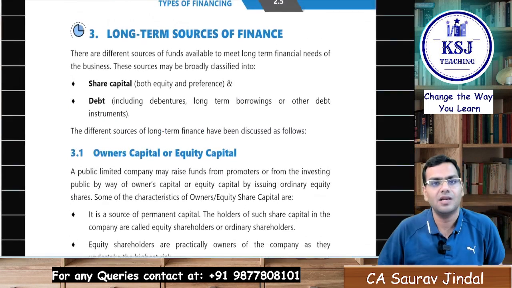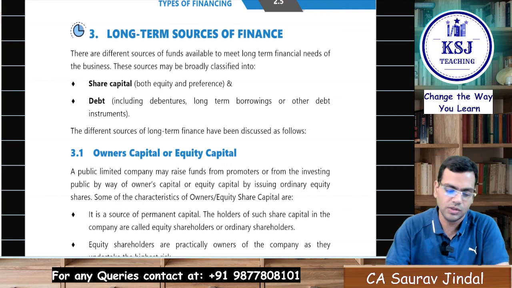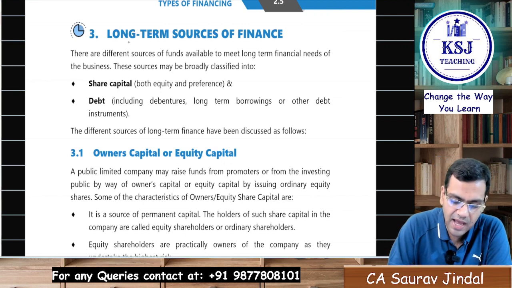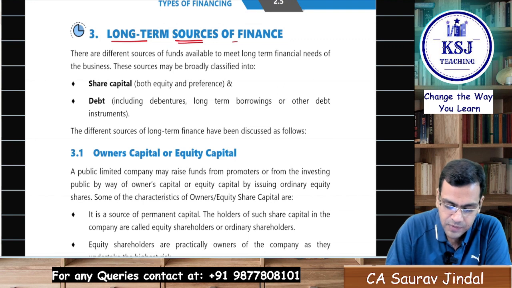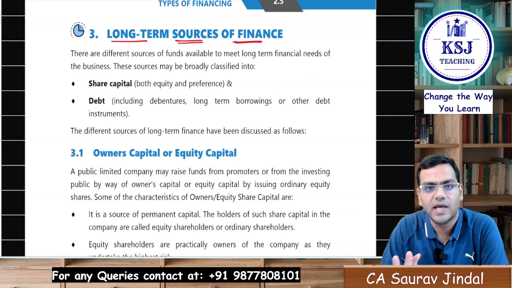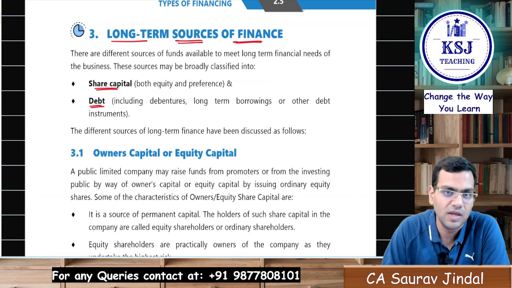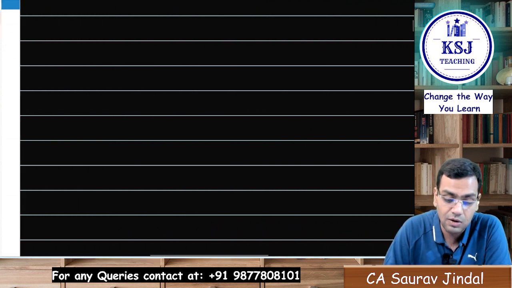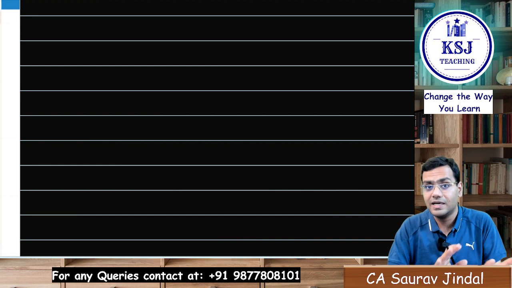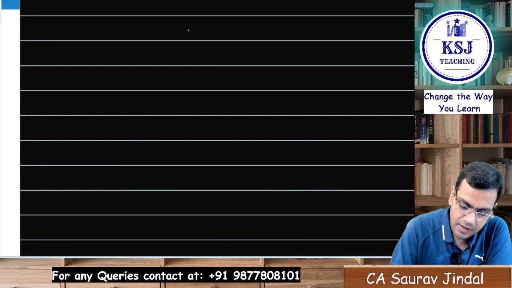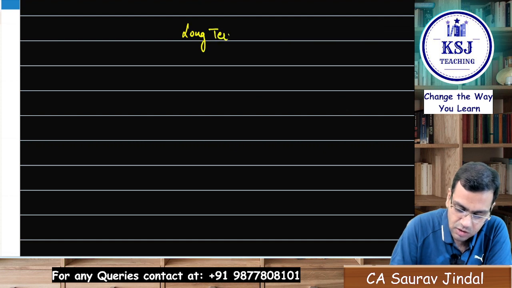The first is the long-term sources of finance. That is, what are the long-term sources through which we can arrange funds, right? So they are talking about basically two types of instruments. One is the share capital and another one is the debt. So if I give you the broad outline that we have discussed in the lectures also, when we talk about the long-term sources of finance, basically they are talking about two sources.